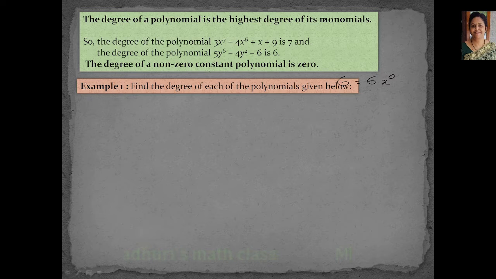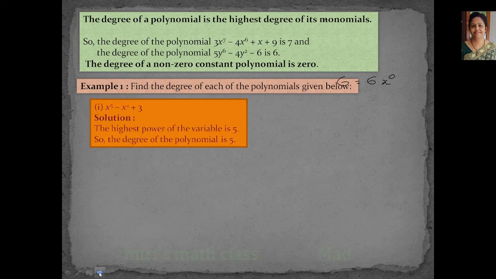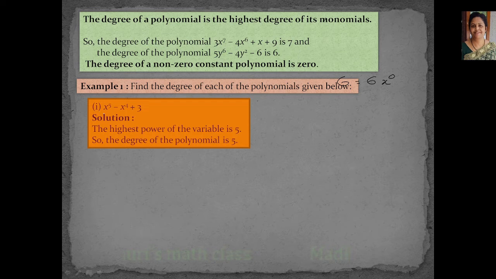Now find the degree of each of the polynomials given below. First one, x raised to 5 minus x raised to 4 plus 3. Here the highest power of the variable x is 5. This is 5, this is 4 and here 0. So the highest power is 5. So the degree of the polynomial is 5.